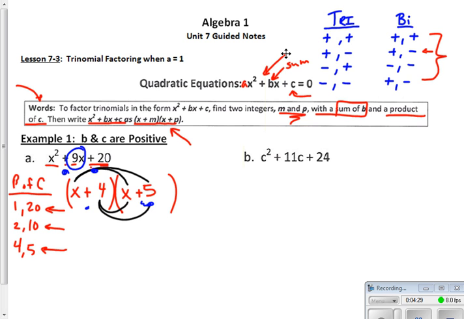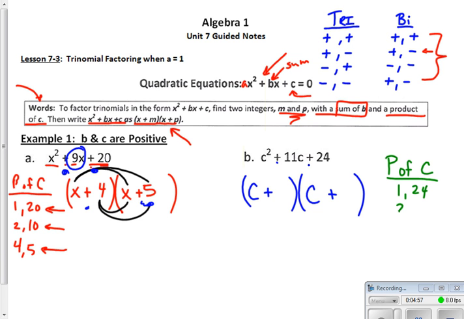So if we look at the next example here, we notice that the trinomial is in standard form. And in that standard form, it is plus plus. So plus plus for the trinomial, so our binomial would be plus plus. We're going to have our c's out front here. So when we multiply those or FOIL them, we're going to get c squared. So the next thing I want to do is break down some products of c. The products of c, I would say, are 1 and 24, 2 and 12, 3 and 8, 4 and 6.